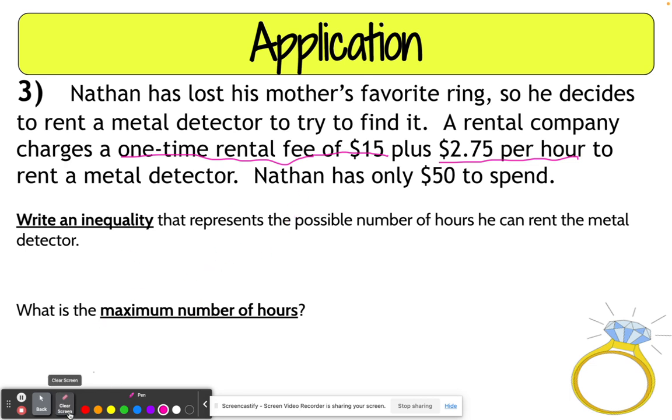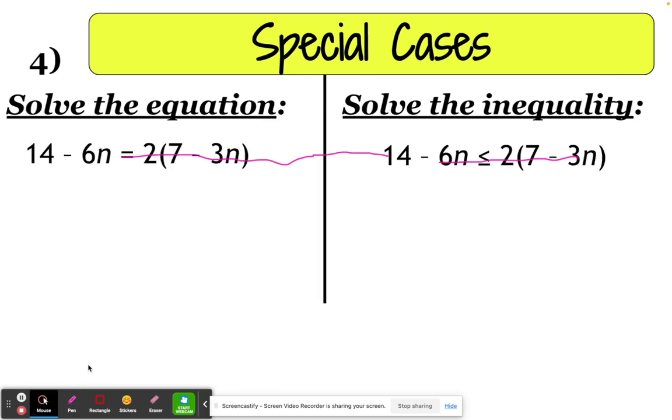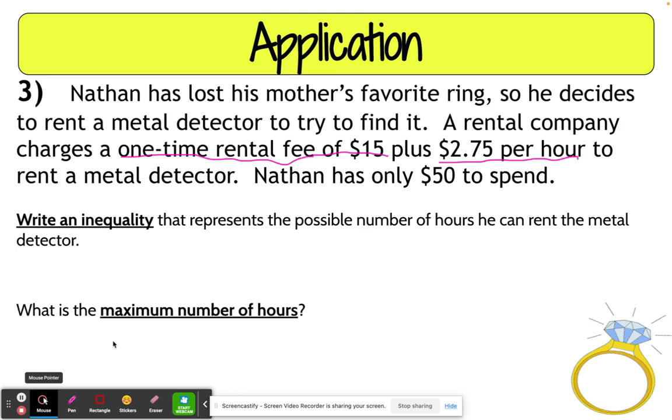So, if I were to write this inequality, we would have our one-time rental fee of $15. And we're trying to solve for how many hours he can rent it. So he would pay $2.75 for every hour. So since we have that per hour and we're trying to solve for hours, that's where our variables are going to go.